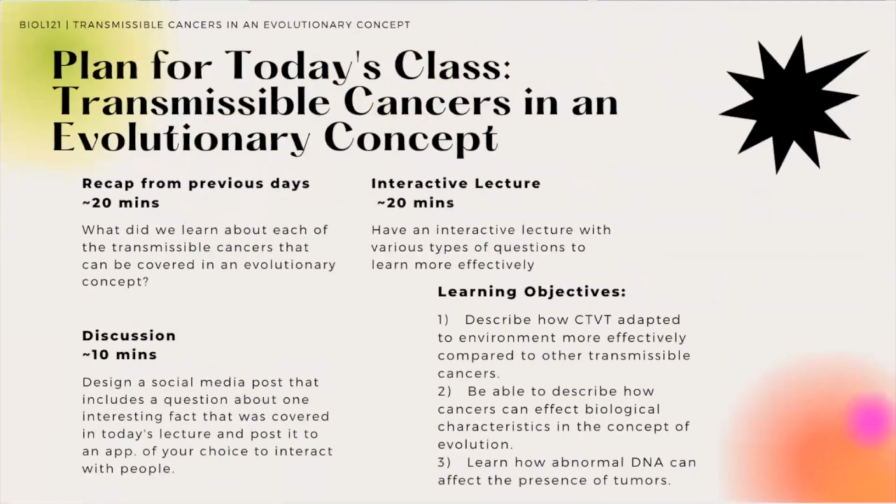For day 7, our plan is to cover transmissible cancers in an evolutionary concept. First of all, we'll be doing a recap of what we learned from previous days, and then we'll dive deep with combining our knowledge from previous days with the concept of evolution. For this class, you should be mainly focusing on learning at least one evolutionary concept that plays a critical role on evolution of transmissible cancers.